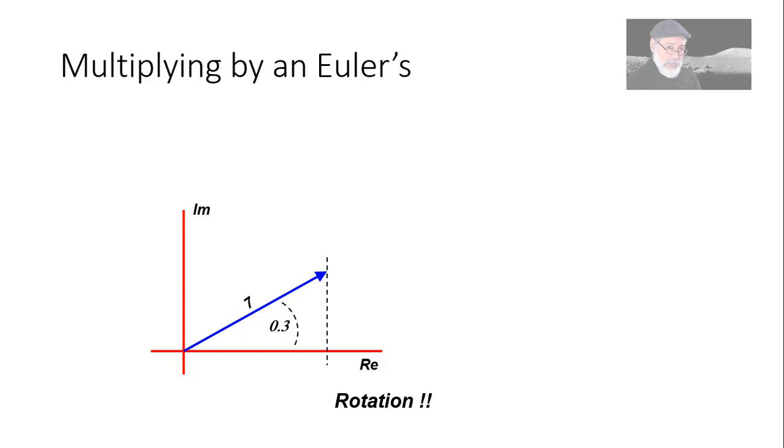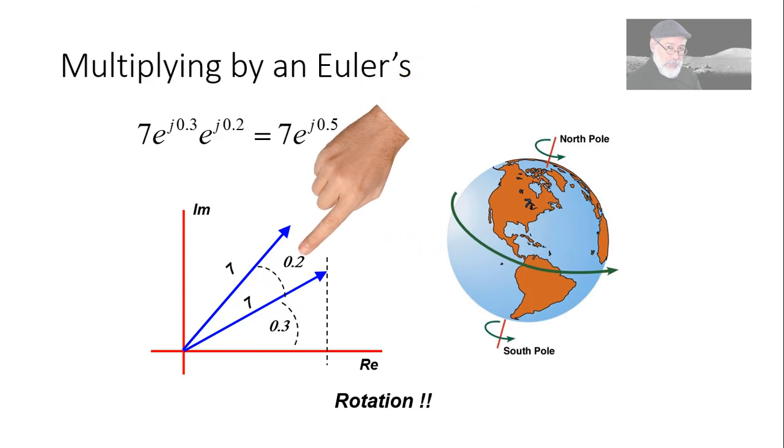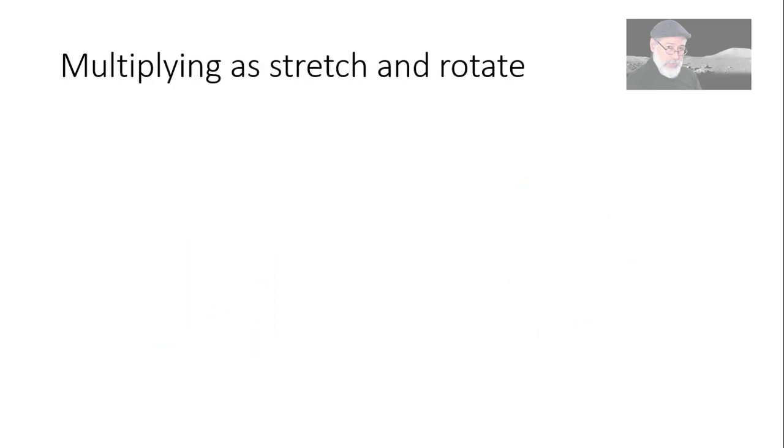We know what happens to a complex number when we multiply it by a real number. We stretch it. What happens when we multiply a complex number by an Euler's number? Let's see. There you have 7 with an argument of 0.3 radians, right? If I multiply that by an Euler's number, exponential of j0.2 radians, the result has the same absolute value, but the argument has been increased by 0.2 radians. It is as if I have rotated the original number by the argument of the Euler's number. That's what happens. Multiply a complex number by an Euler's number, you keep the magnitude, the absolute value, the modulus, and you rotate the number by the value of the Euler's number.